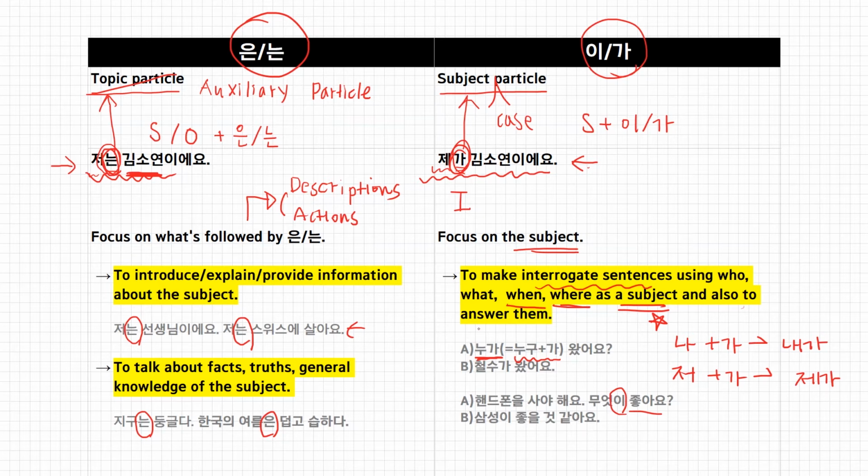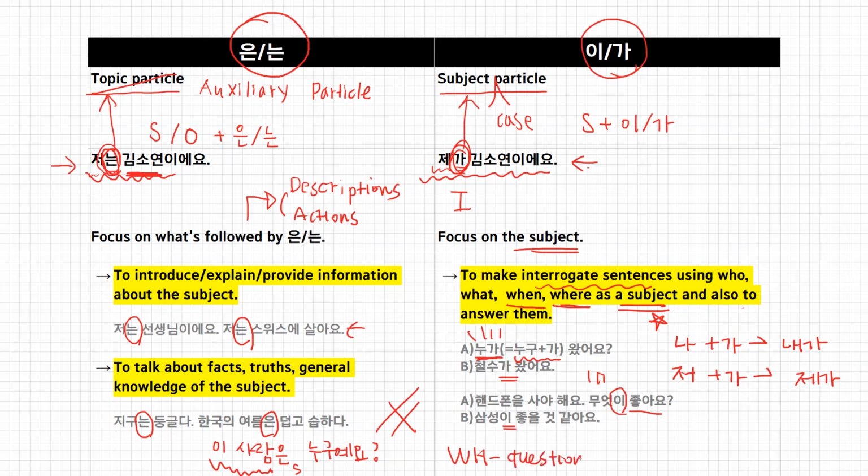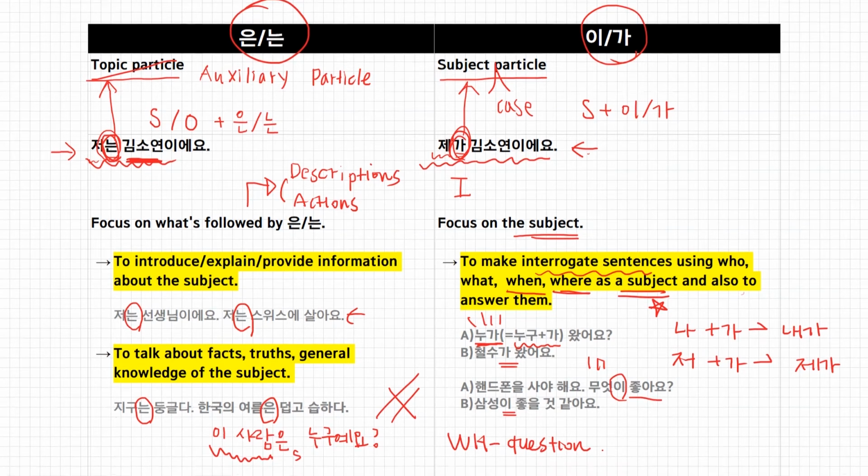As you can see, these question words are used as a subject, and also 이가 is used to answer those questions. And please don't be confused with such questions like 이 사람은 누구예요? Here, 이 사람 is the subject. If you want to know how to make WH questions in Korean, please watch my next video. Then let's move on.